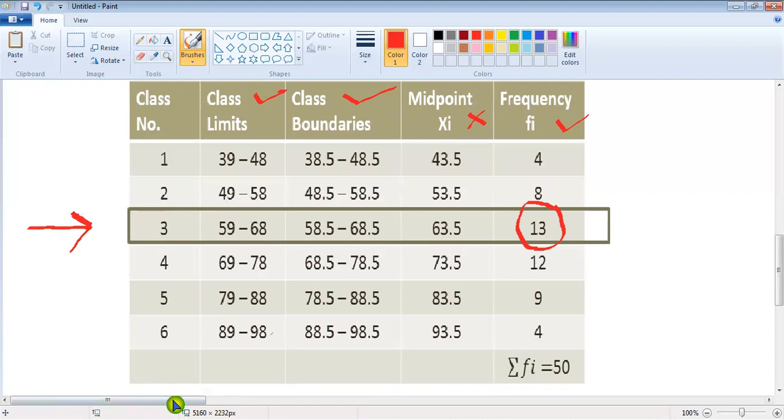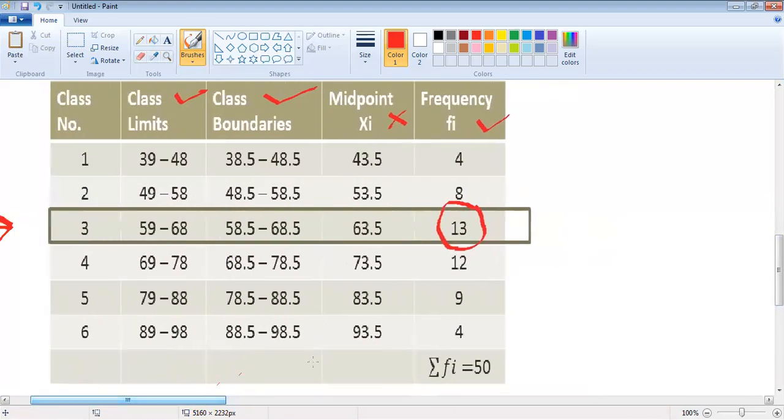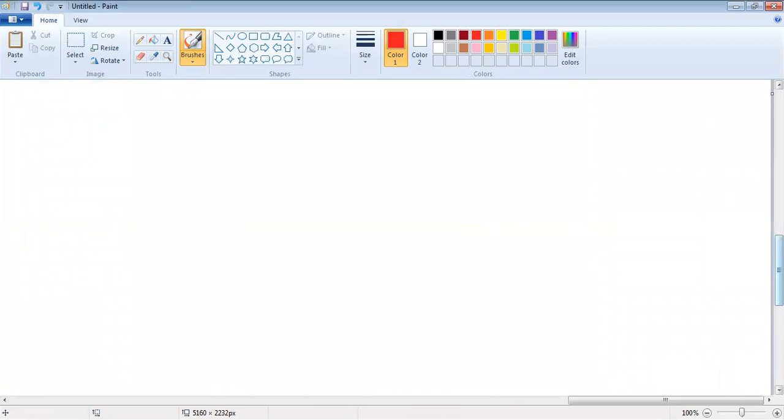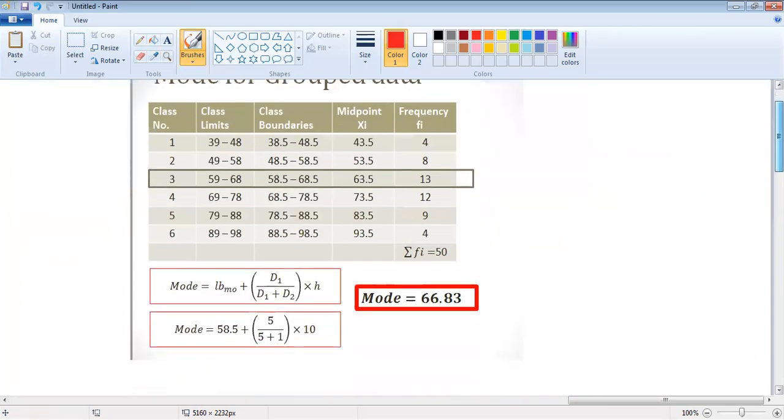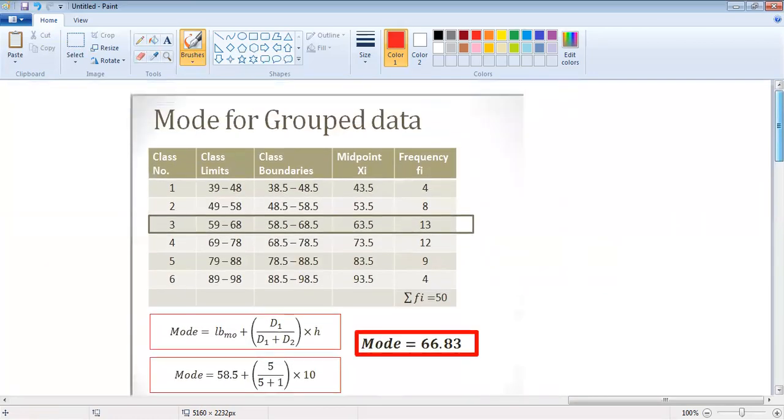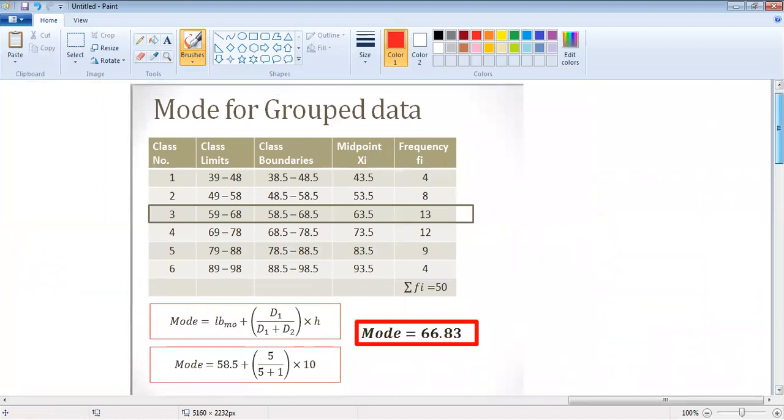Okay, so let's start. I will first use the formula that I prefer. This is my answer: our mode is 66.83. Again, the first thing to do is to identify your modal class, which is this one. Let's go over the formula.